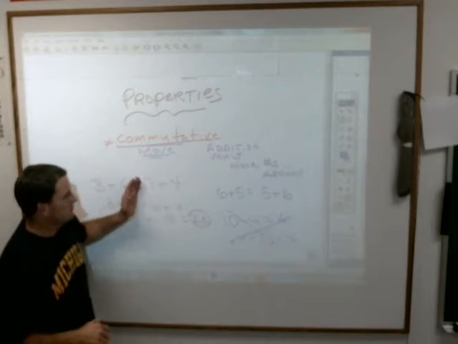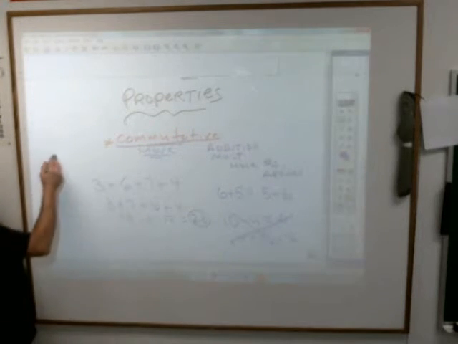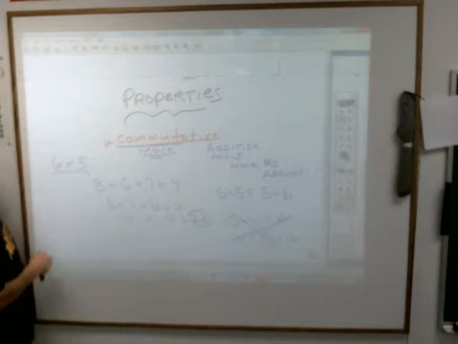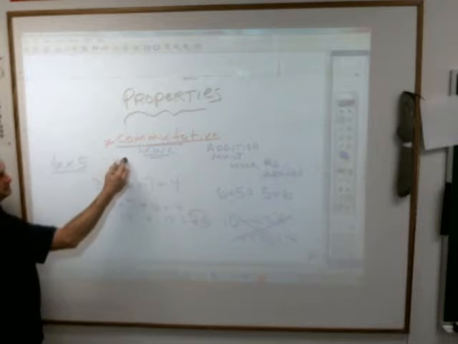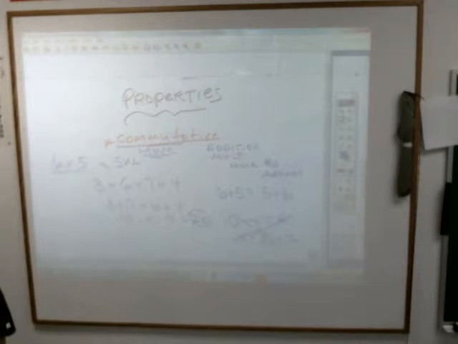It only works for addition, and it works for multiplication, thank goodness, too. That's the reason why if you know what 6 times 5 is, you also know what 5 times 6 is. You can flip those and move those around. So that's one property we talk about. The other property they talk about is the identity property.